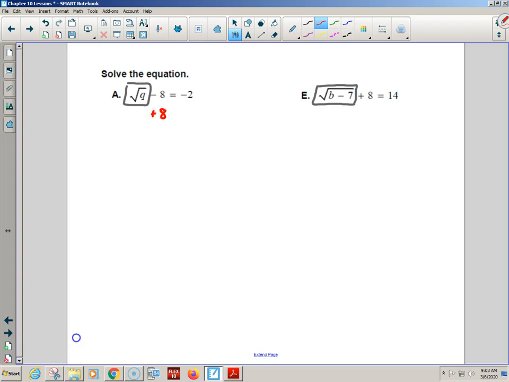Plus 8. Why? Because it's subtraction. That's how I always undo subtraction. If it was multiplication, I would have divided. If it was division, I would have multiplied. But it was subtraction, so I added. We end up with square root of q equals negative 2 plus 8, which is 6. Good.